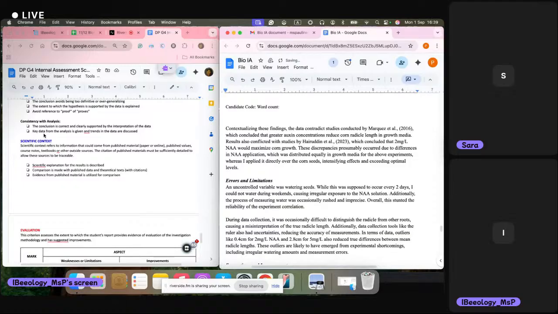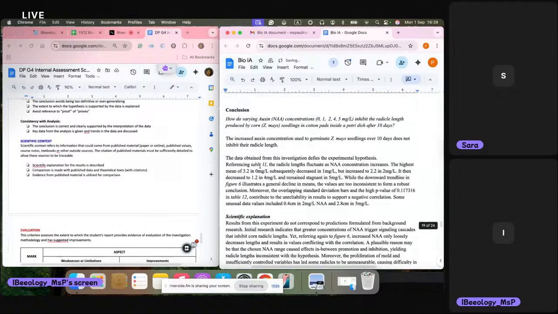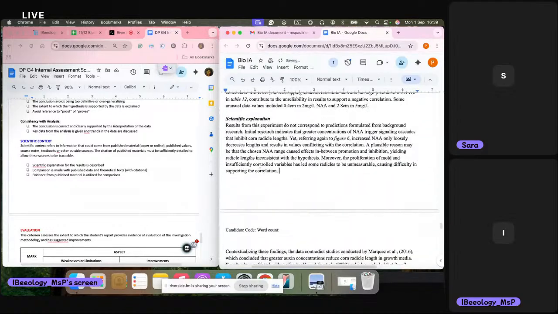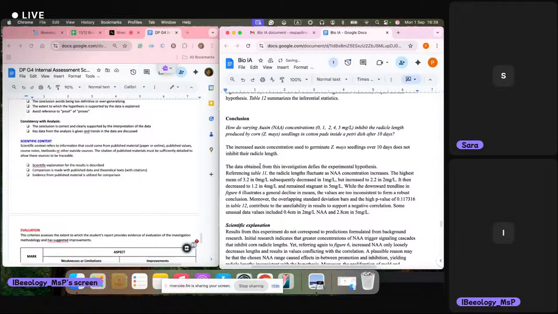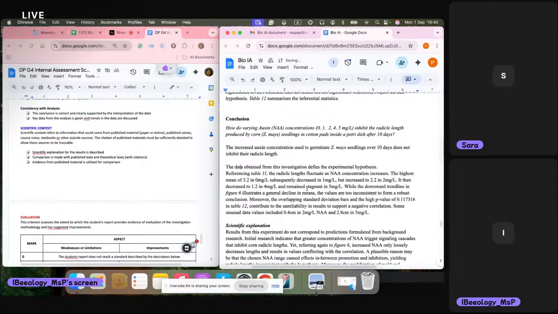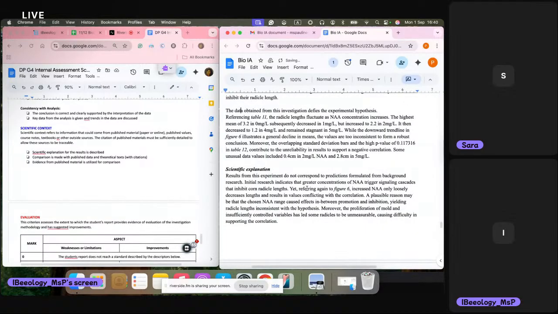Key data of the analysis is given and trends in the data are discussed. So that is the limitation. I don't see it yet in the conclusion. I think I put it in the first paragraph. I remember I described that it was still loosely declining. So in a way, it sort of supported the negative hypothesis, but there are still too many outliers for a definitive conclusion.